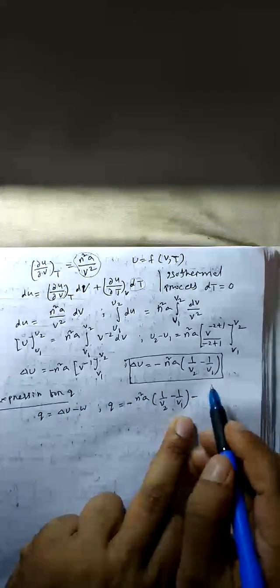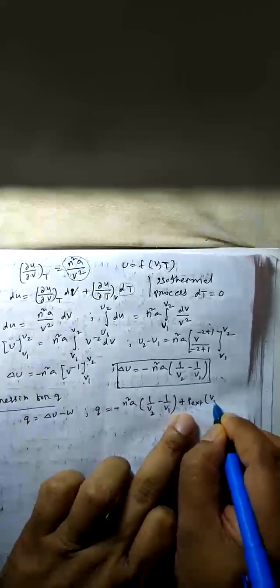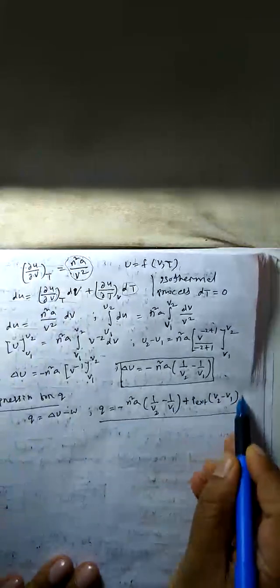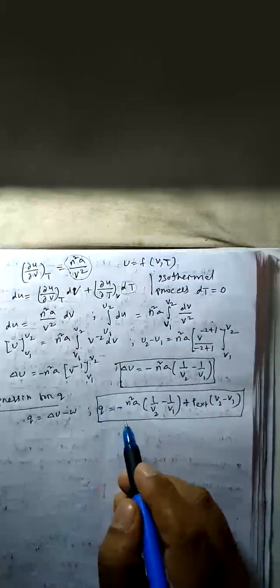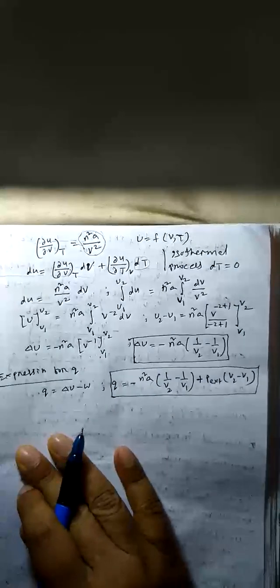W is what we did previously. My W is equal to, here you see, W is equal to minus P external V2 minus V1. So here minus becomes plus, Q is equal to delta U plus P external V2 minus V1. Now this is the expression for Q. This one is the expression for Q. Then expression for delta H.